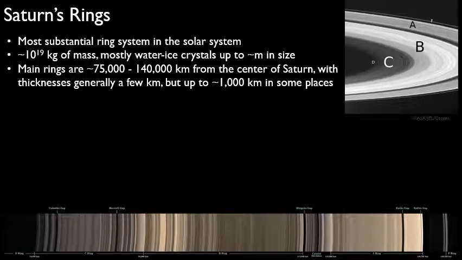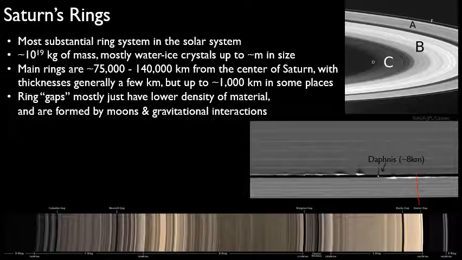Where they're located is roughly 75,000 to 140,000 kilometers from the center of Saturn, and it's, relatively speaking, extremely thin. So for most of this disk, it's only a few kilometers thick. And a kilometer is, of course, a very far distance on Earth, but compared to the size of Saturn itself, this is an extremely thin disk. As you get further out, they get puffier, and you can get up to 1,000 kilometers, but for the most part, you're only a few kilometers thick.